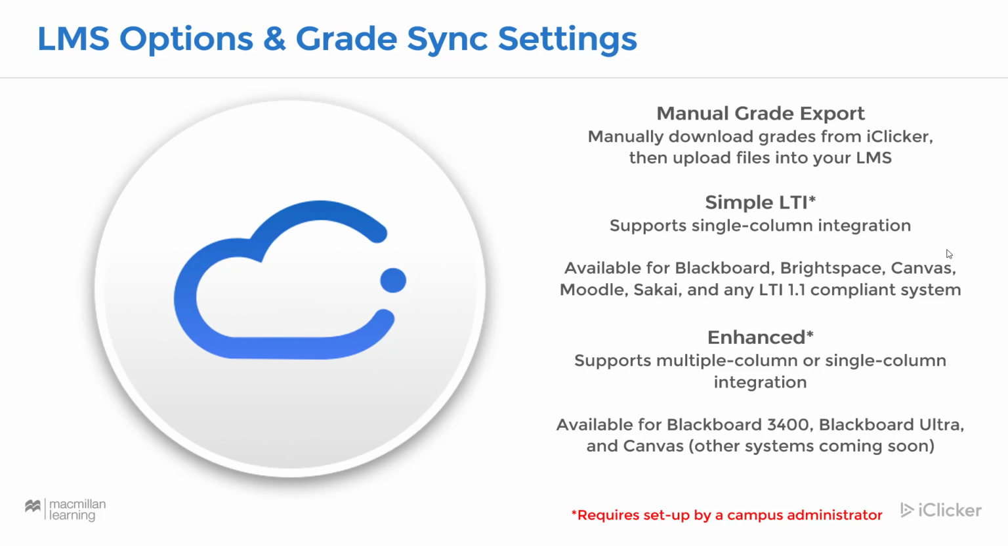First, you can manually download grades into a wide variety of formats, including Excel, and upload them into your LMS manually. The next 2 options are to integrate iClicker Cloud with your LMS. These 2 options will sync grades from your iClicker gradebook into your LMS. Simple LTI integration allows you to push grades from iClicker Cloud over to a single column in your LMS course gradebook, resulting in a single aggregate score.